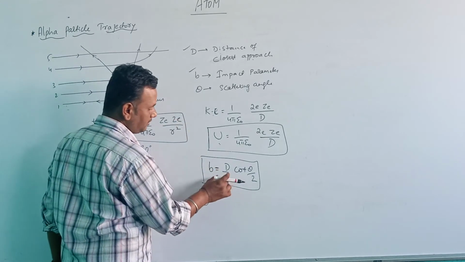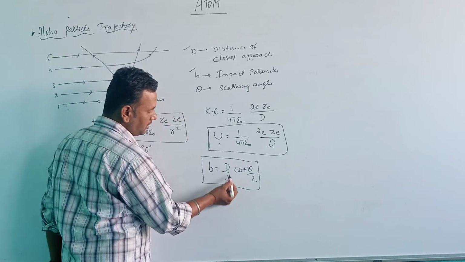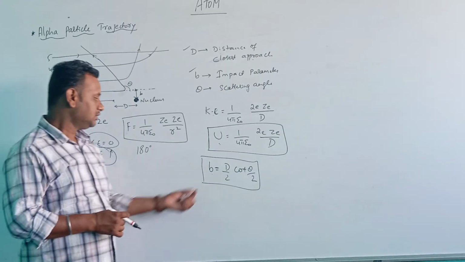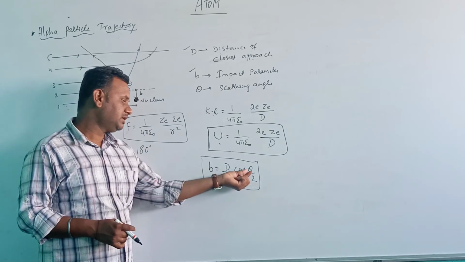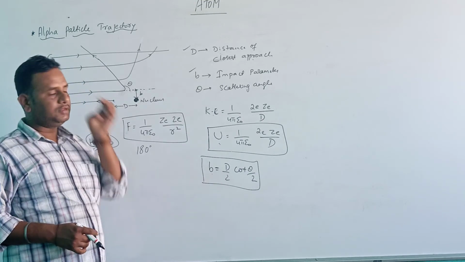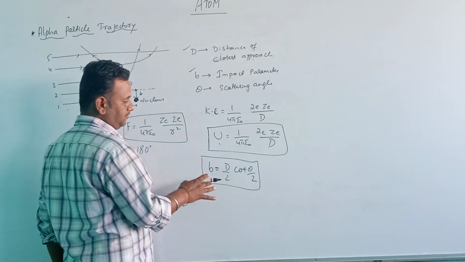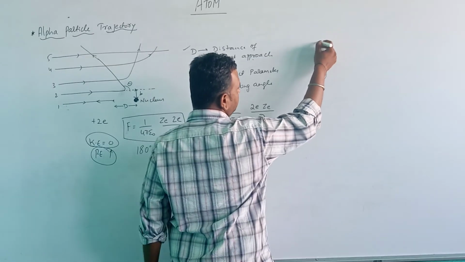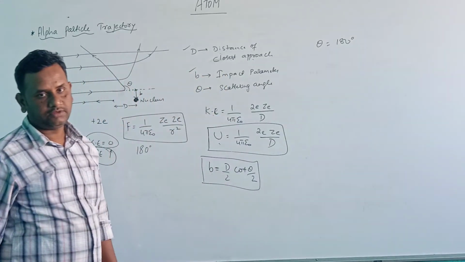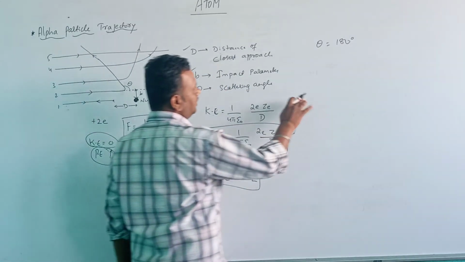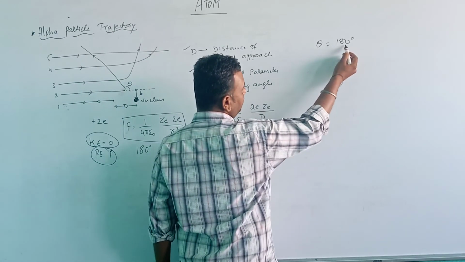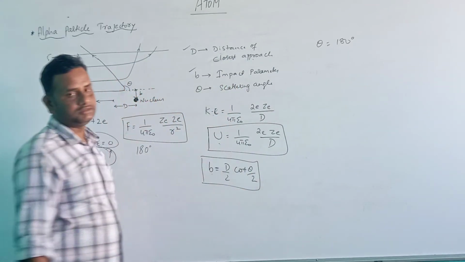So here I am writing this part. b is equal to d by 2 cot theta by 2. Okay, this is the equation for the impact parameter. Now, if theta is equal to 180 degrees here, then cot 180, that means what, it is 0.